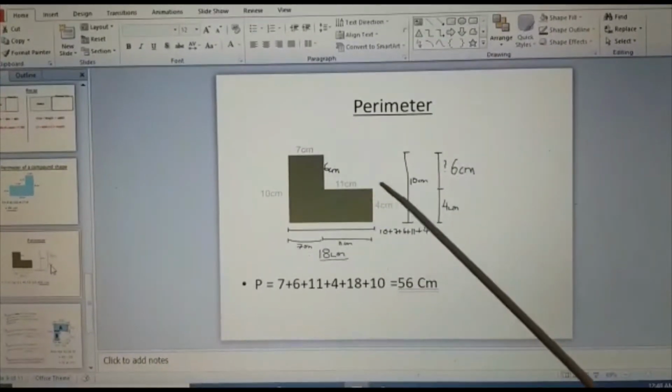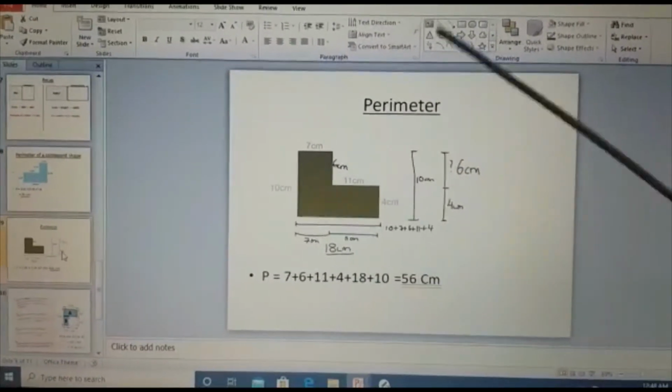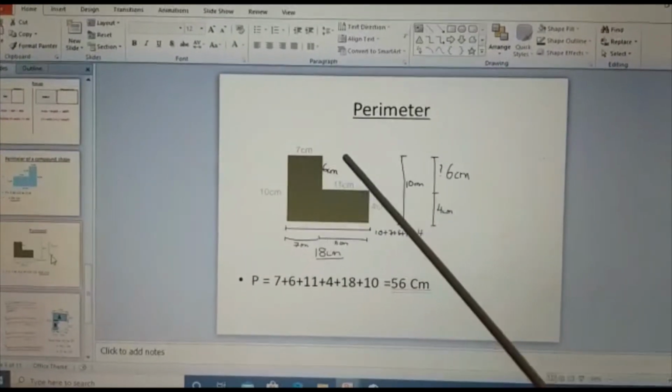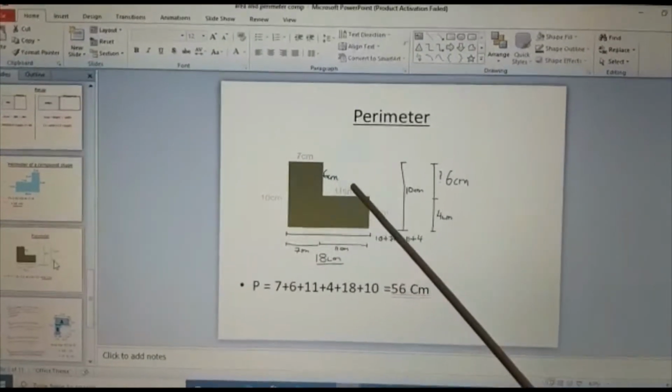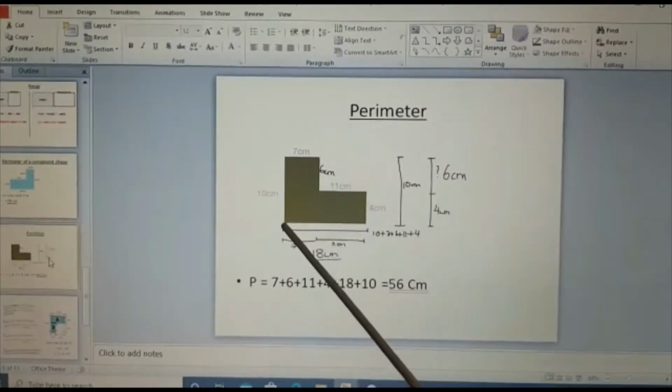Now we can find the perimeter, is it? Easily you can do. Why? Because all the measurements, all the sides are known to us. Nothing is unknown. So how can we do it? It is 7 plus 6 plus again this one 11 plus 4 plus this total is 18 plus 10.